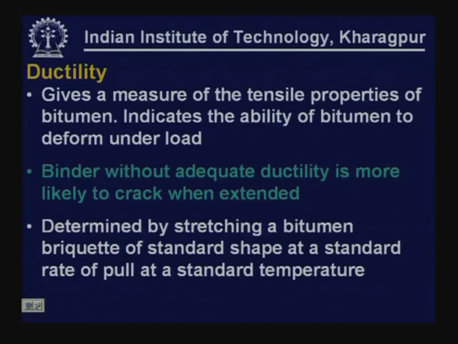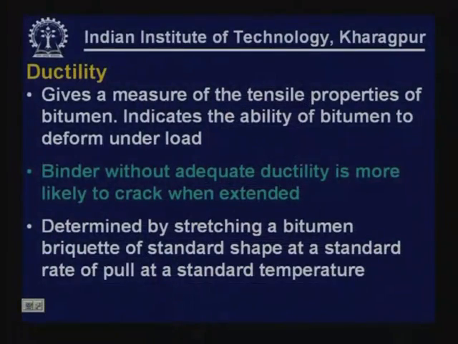Ductility is another useful test that is conducted on bituminous binders, which gives a measure of the tensile properties of the bitumen. This indicates the ability of bitumen to deform when it is subjected to load. If the binder does not have adequate ductility, it is more likely to crack when extended, because bituminous binders, when they are flexed in thin films, are going to be elongated. If it is not capable of being elongated sufficiently, it is going to crack. So, this is the test that tests how long the bitumen can be extended or elongated before it cracks.